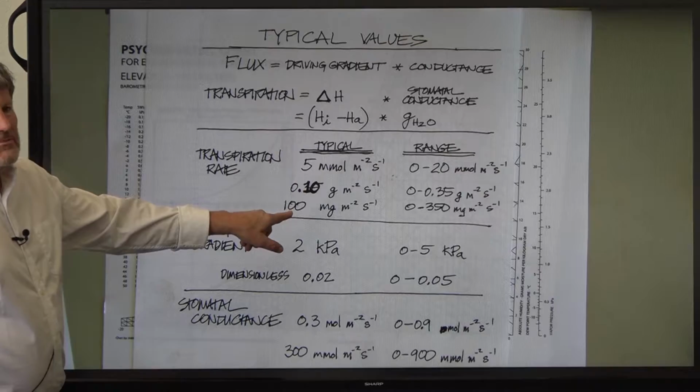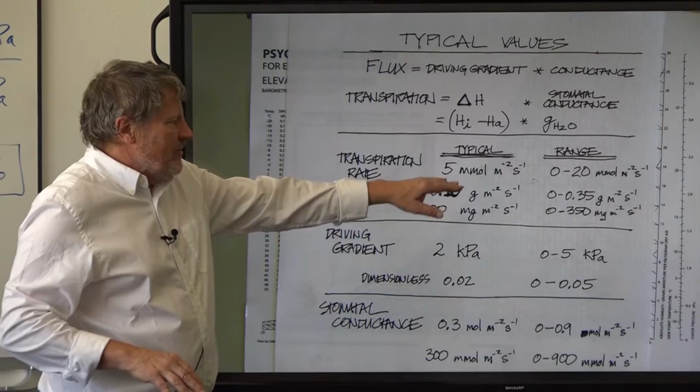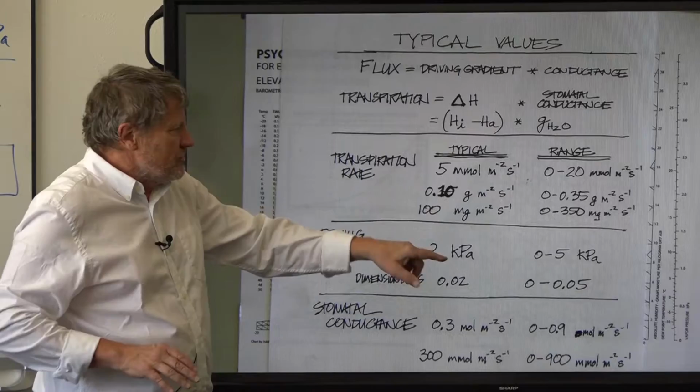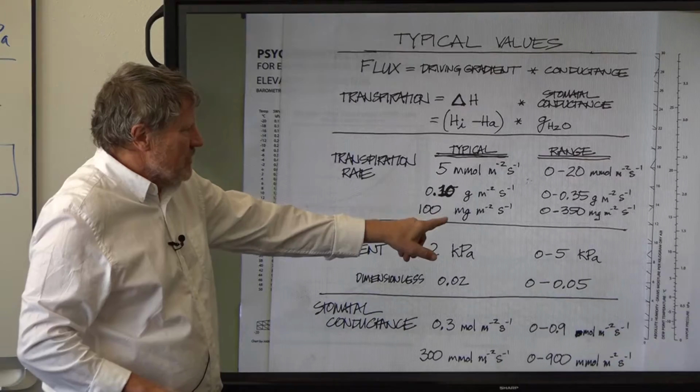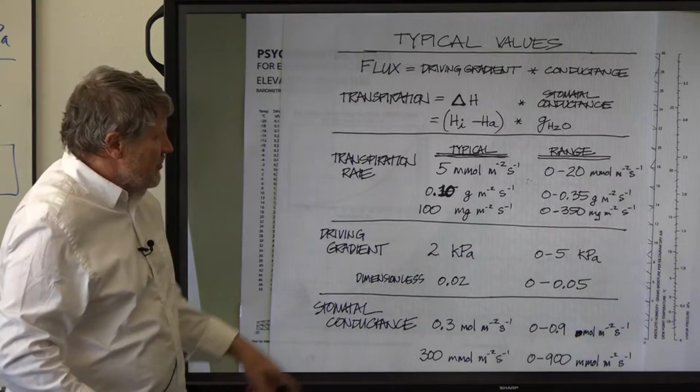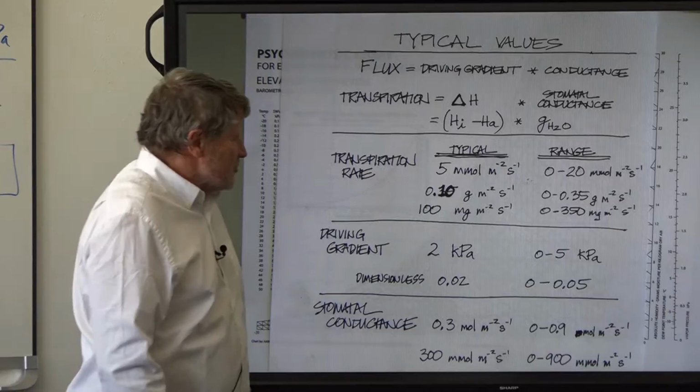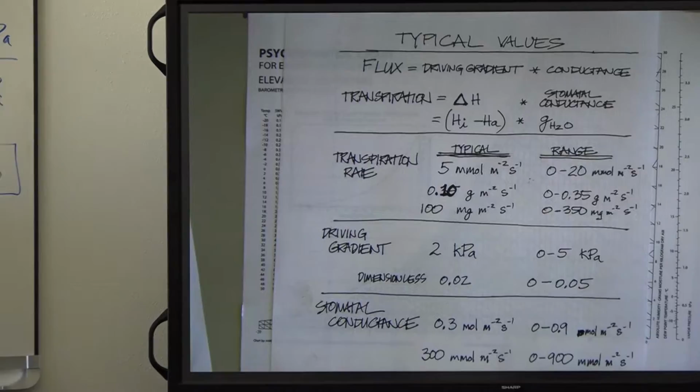So we go with moles of water vapor rather than grams or milligrams. But these are typical rates for a typical well-watered leaf in three different units, and then a range for those units. For driving gradients, here's the typical one, and we calculated 0.0256. So there's our typical gradient, and there's a range.